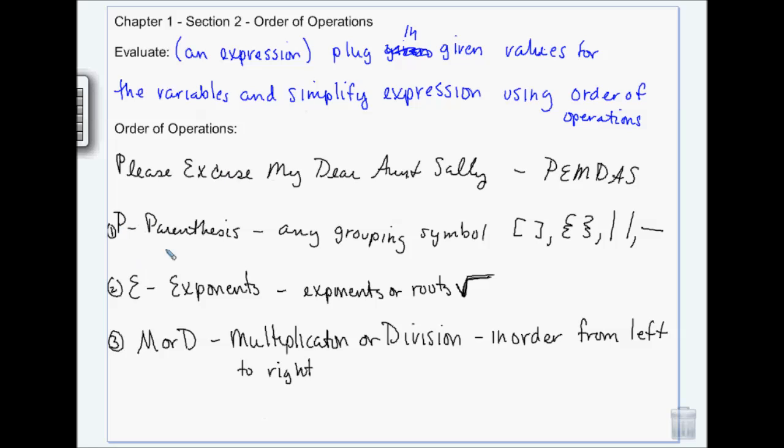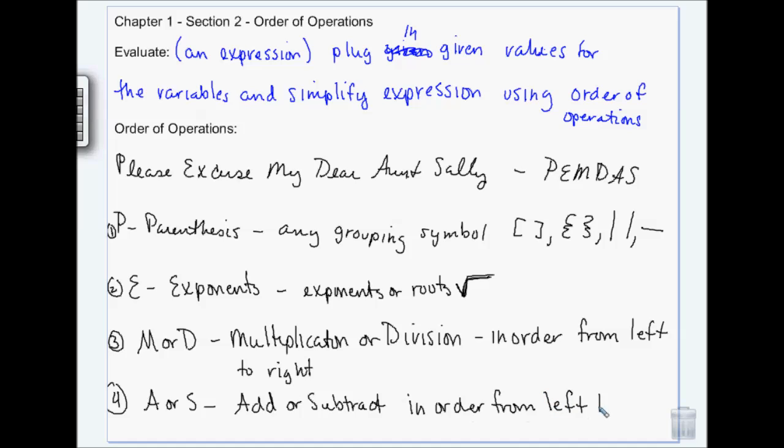I like to think of it this way. The parentheses are the king, the exponents are the queen, the multiplication and division are the princes and princesses. They have the same power. And then last, you get addition or subtraction, the peasants. So you're going to add or subtract, same thing, in order from left to right, whichever one comes first. Right, so king, queen, princes and princesses, peasants.